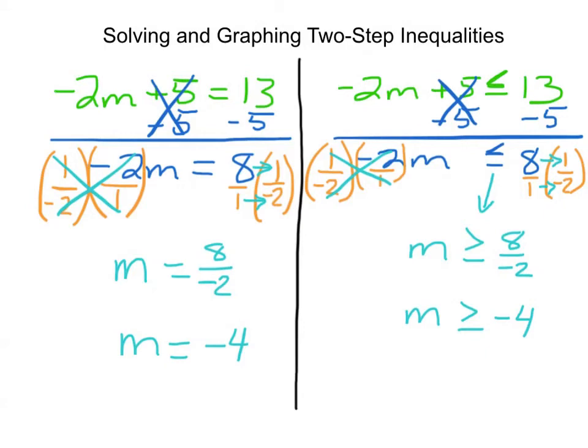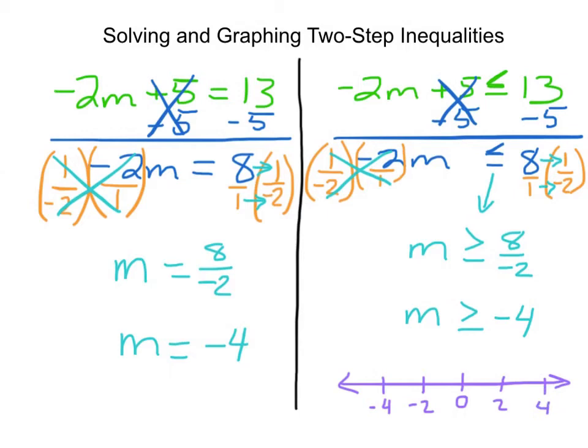Lastly, of course, we would graph this. So let's go ahead and do that. We're going to have our graph. We'll put in our values. Let's go by 2's again just because it's a little easier. So negative 2, negative 4. We have positive 2 and positive 4.